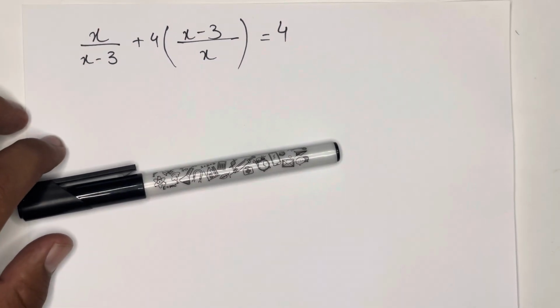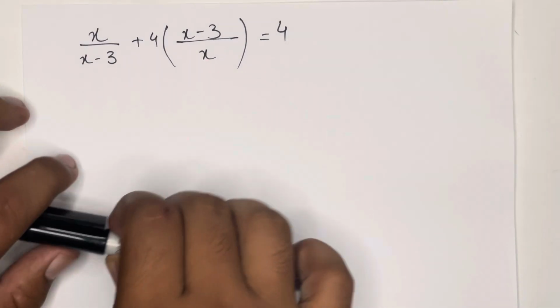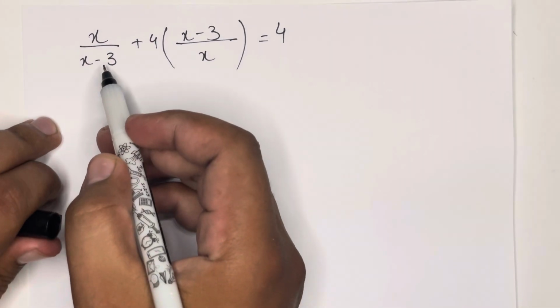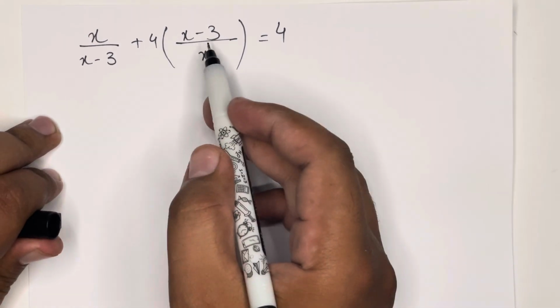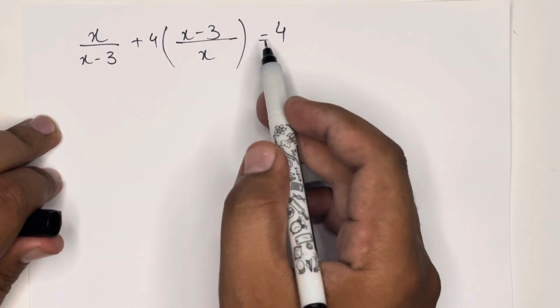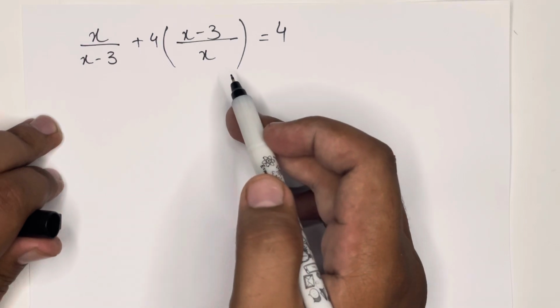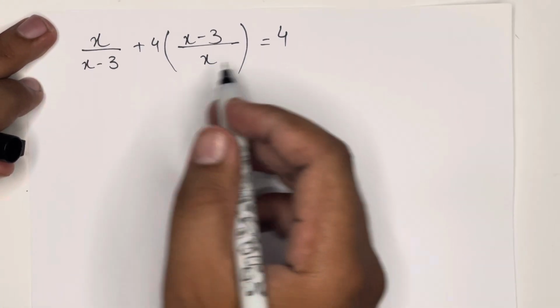Hello, friends. Today I have a very interesting math problem: x over x minus 3 plus 4 into x minus 3 over x equals 4. Most entry tests have these kinds of questions. So let's solve.